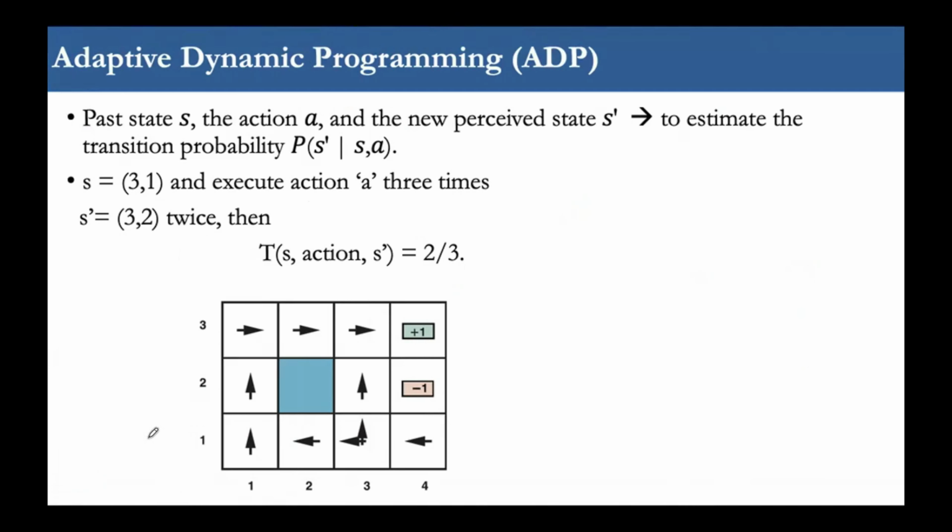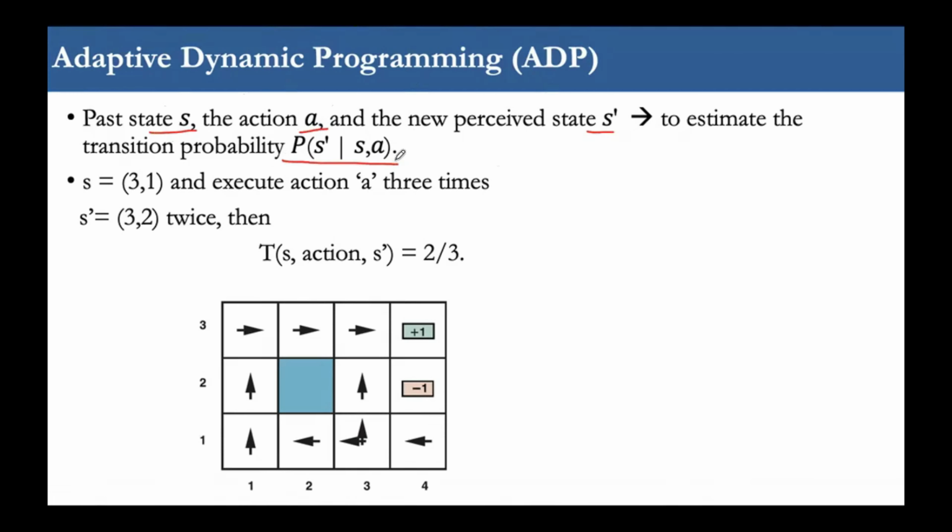Here it keeps track of how often you get to the state S dash given that you are in the state S and do an action A. So in this method, we use the knowledge of past state S and the action A, and whatever new state S dash we are going to. All these things are used to estimate the transition probability P of S dash given S comma A. This ADP does this by simple counting of new states resulting from previous states and the actions.